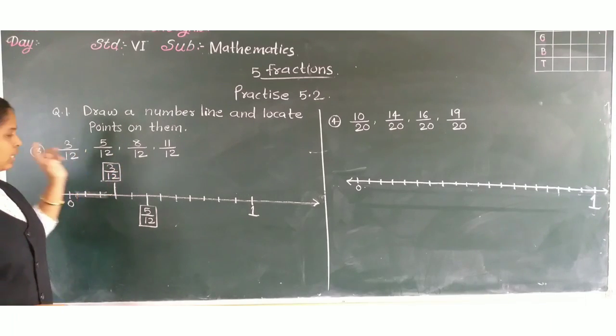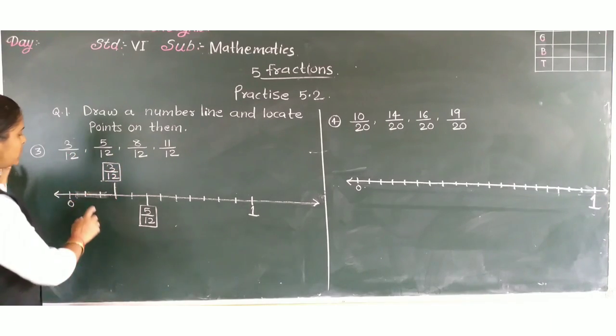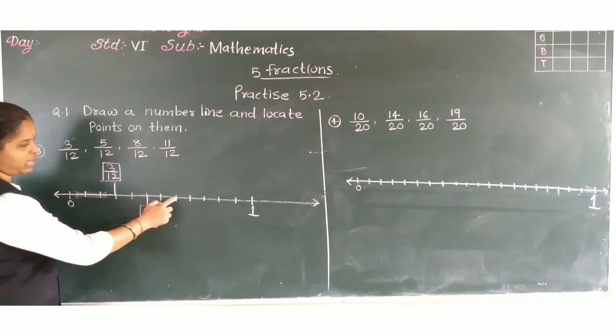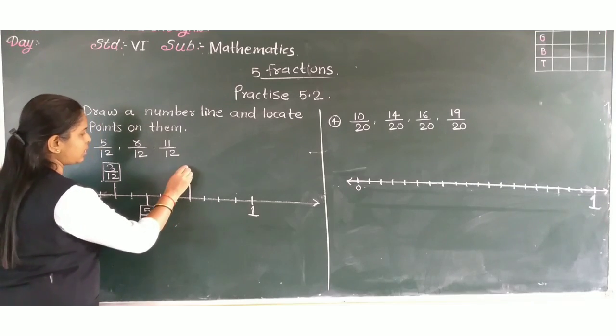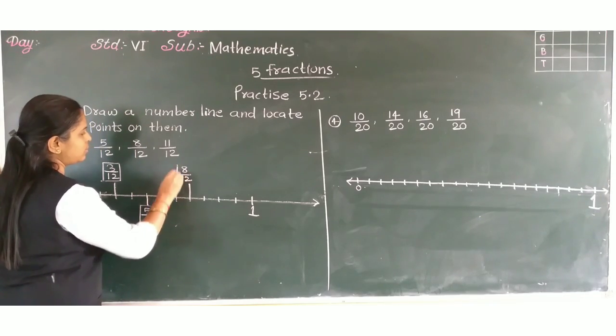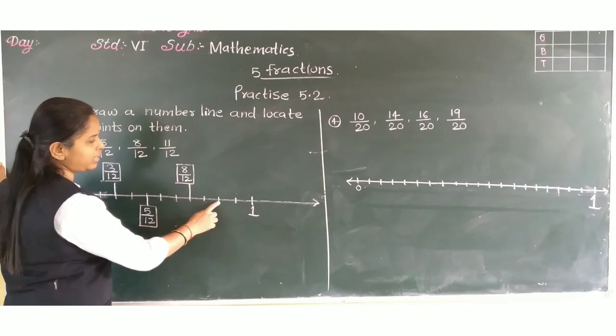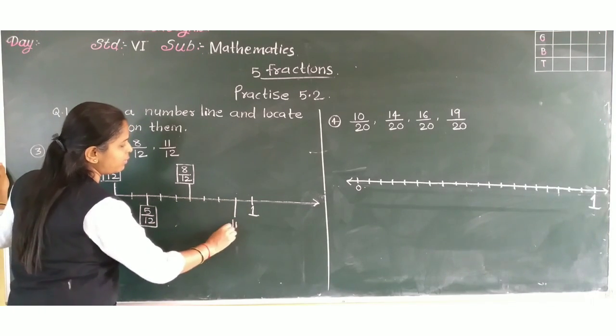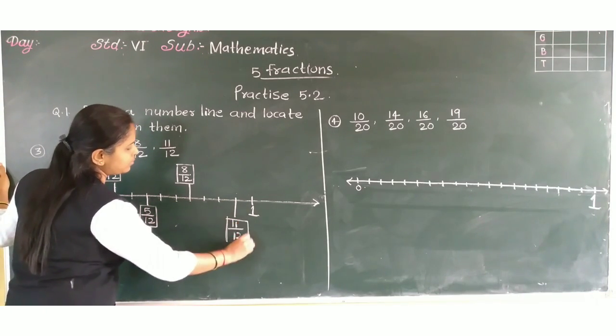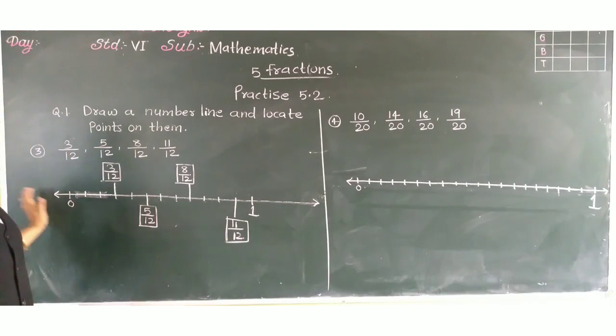Here 5 upon 12. Got it? Now 8 upon 12 means from 0, 8 to 1. So see here, this is 5, 6, 7, 8. 8 upon 12. And now 11 upon 12, that is 8, 9, 10, 11. Here 11 upon 12. Follow? So in this way.